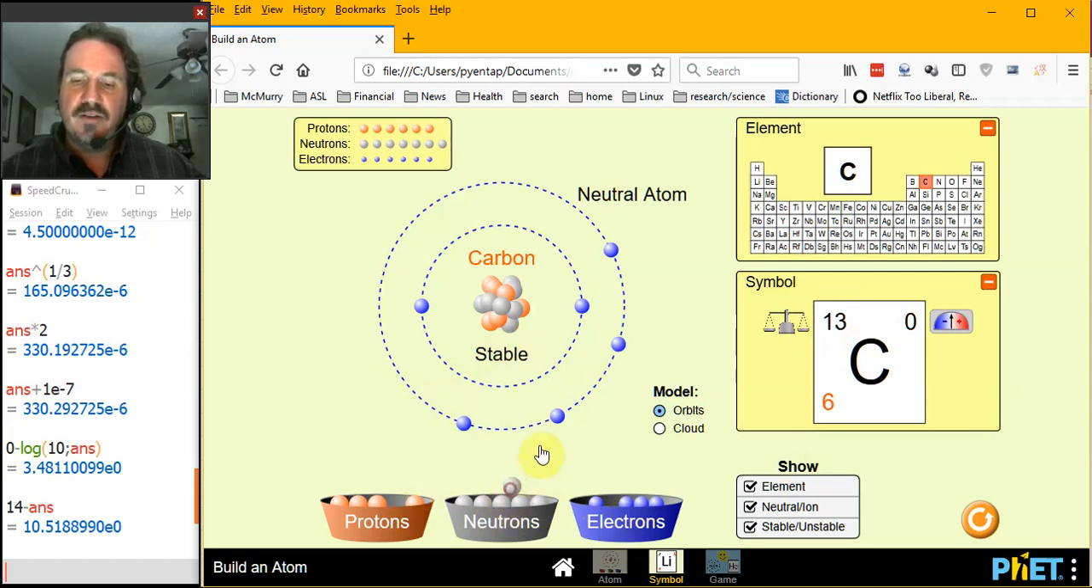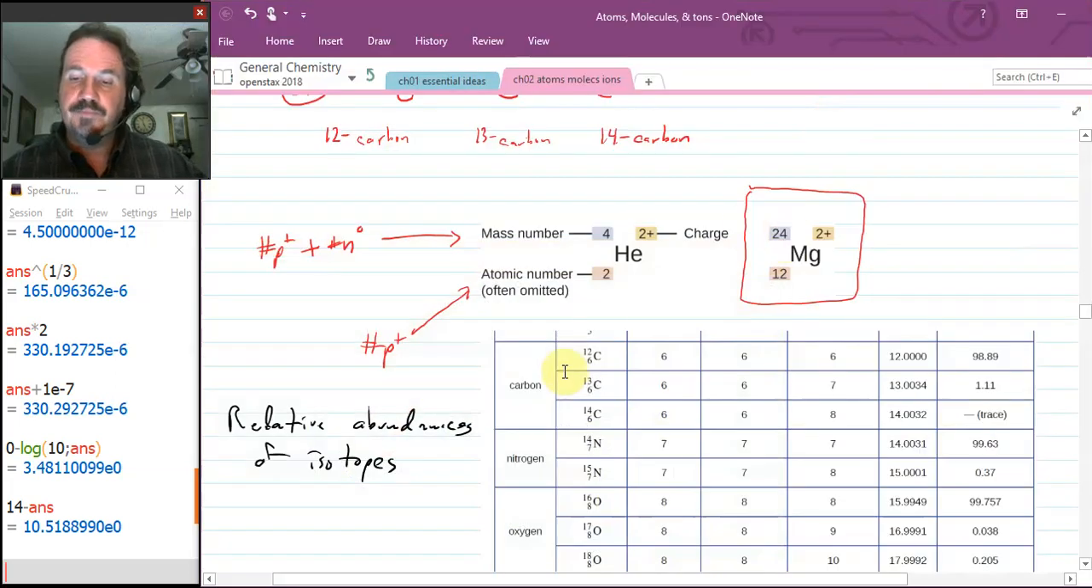Add another neutron. Here's carbon-13, stable. Add another one. Carbon-14, that's unstable now. So if I had a carbon-14, it's not going to stick around for very long. It's going to do a nuclear decay, and that's a subject for a later chapter. But the 12 and the 13 isotopes are plenty stable, and I expect to find them out in nature.